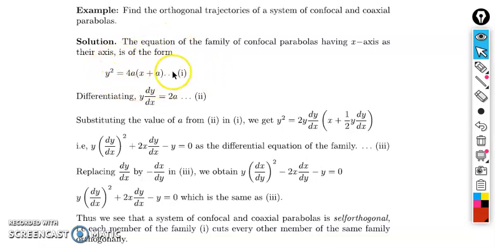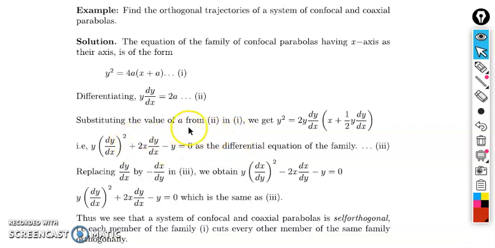This type of parabola is called a confocal coaxial parabola: y square equals 4a into x plus a. The equation given, having the x-axis as their axis, is of this form. So first we find the differential equation of this family of curves. We differentiate with respect to x both sides of equation 1. It becomes y dy/dx equals 2a. When we put this value of 2a here, we get the differential equation of the given confocal coaxial parabola.